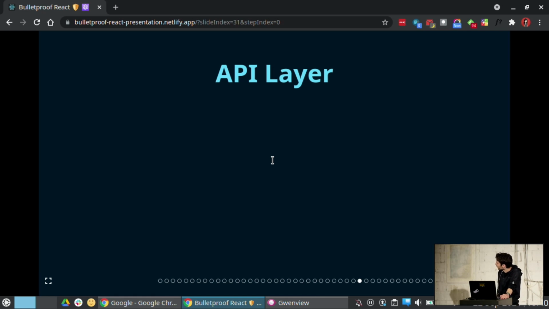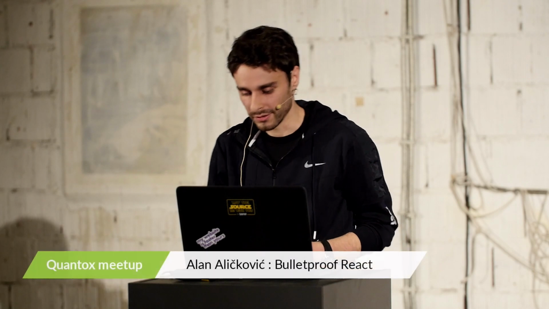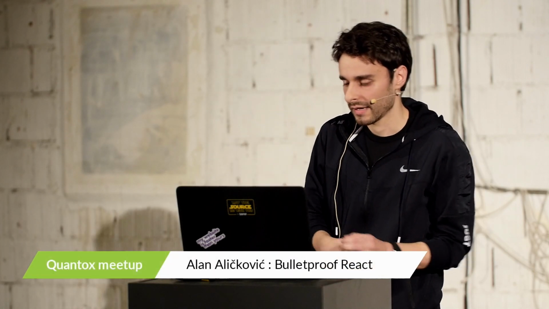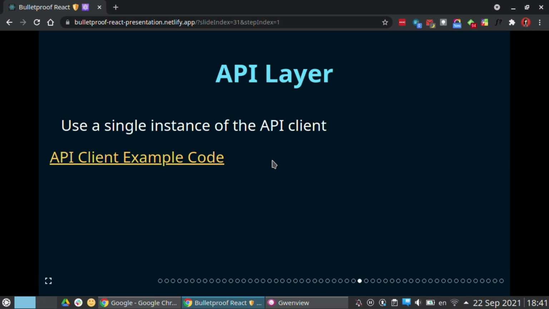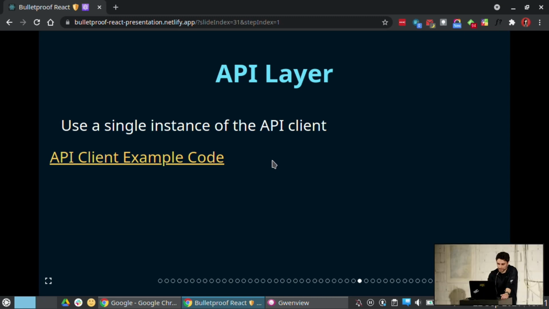Okay, so now we are moving a bit from the UI and we are onto the API layer. The most common things we use for the API layers are either GraphQL or RESTful APIs, and something we should keep in mind no matter which strategy we are using is to have a single instance of the API client, which means we should define that instance once and then reuse it throughout the application instead of coding the baseline for it every time.